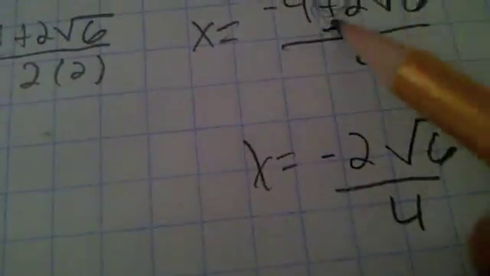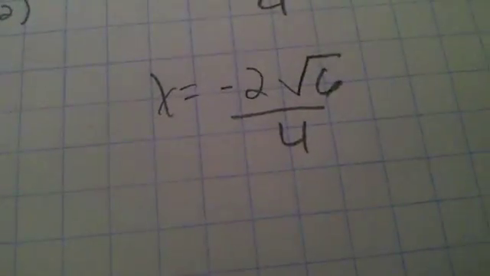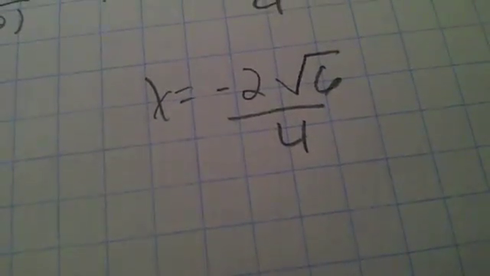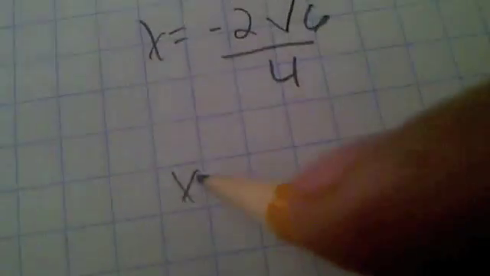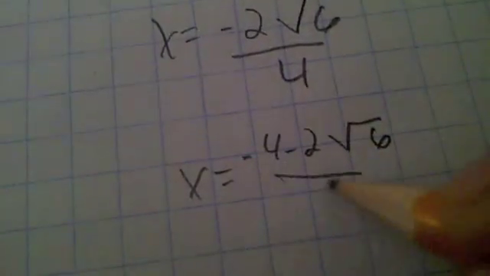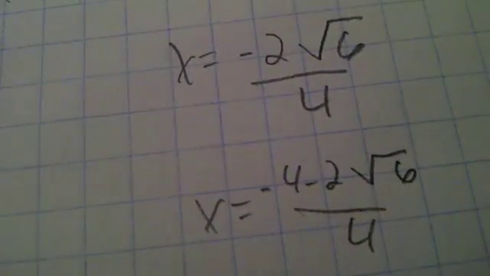Next, solve the negative portion of this. Now we're gonna solve for this one, which is gonna be like this. x equals negative 4 minus the square root, divided by 4. So this is the positive and this is the negative.